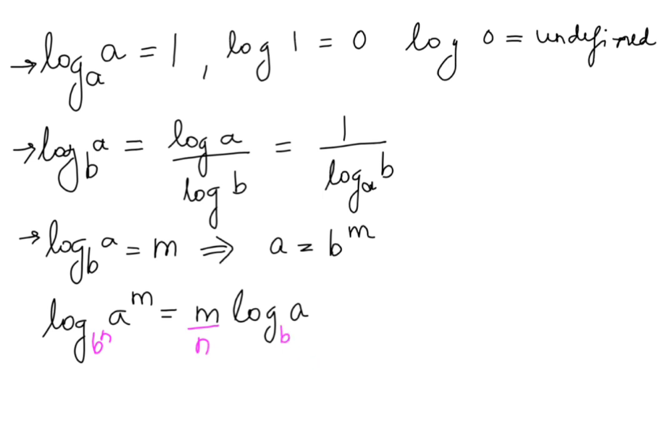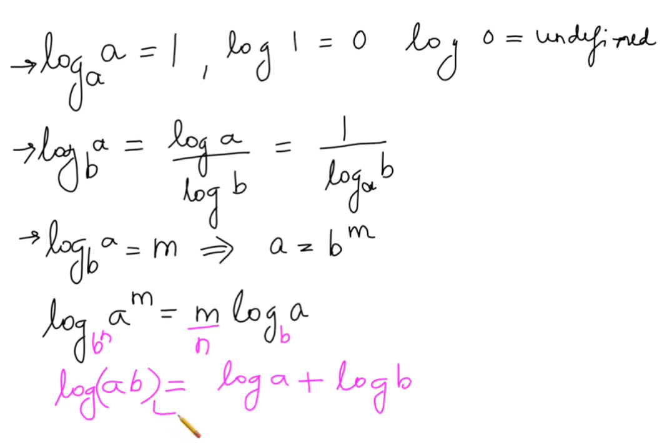Next, log of a product. This is quite important because people mess up here. Log of a product can be written as log of a plus log of b. So please understand that log of a multiplied by b cannot be equal to log of a multiplied by log of b. No, that's not okay. Understood?